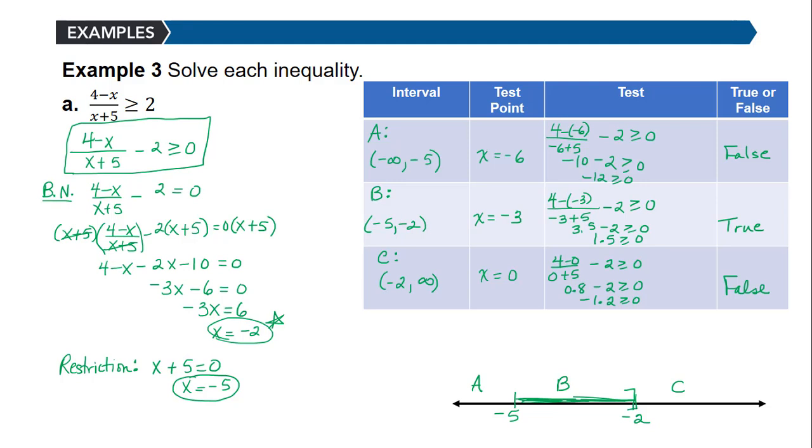But remember, -5 is a restriction. X cannot be -5 because it makes the denominator 0, so we cannot include that in the solution set. So we actually need to have a parenthesis on the -5, but a bracket on the -2. So the solution set for this inequality is an open parenthesis at -5, comma, -2, close bracket.